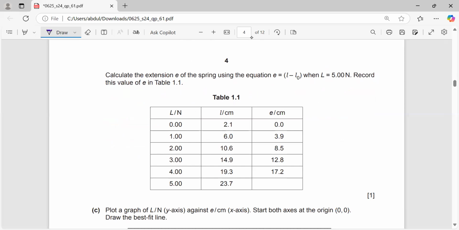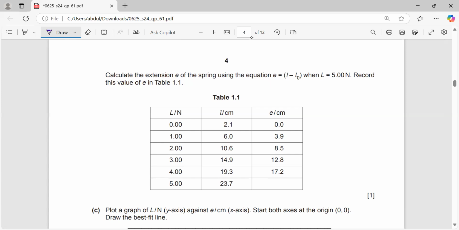Then you will be asked to completely fill it up. So always remember, there should be a regular interval between the values, either for the independent variable.